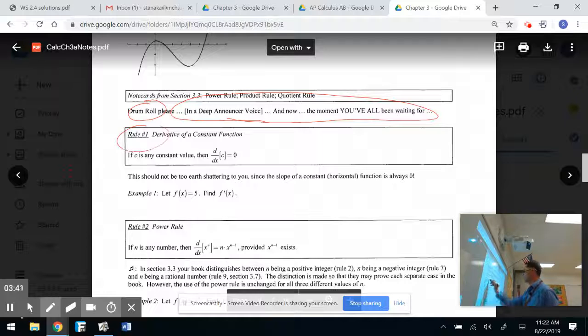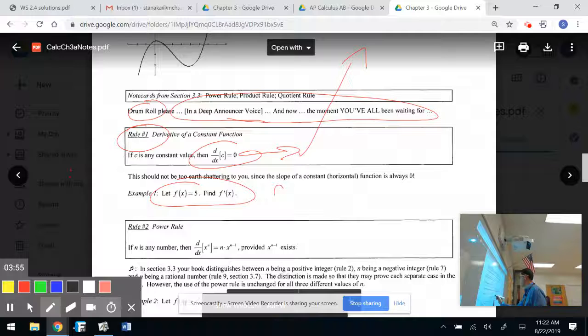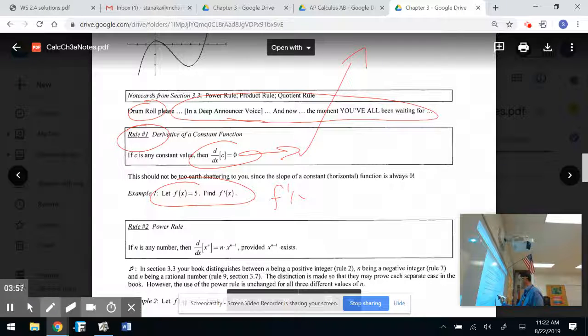All right, rule 1. The derivative of a constant is equal to 0. We just did that in the warm-up above. Anytime you take the derivative of a constant, the answer is always going to be 0. For example, f of x is equal to 5. Find f prime of x. I can just say f prime of x is equal to 0. Done. I don't even have to show any work. No more using that crazy formula.